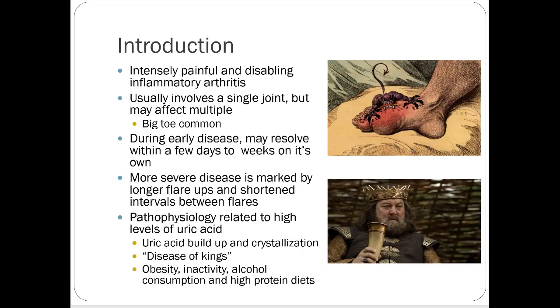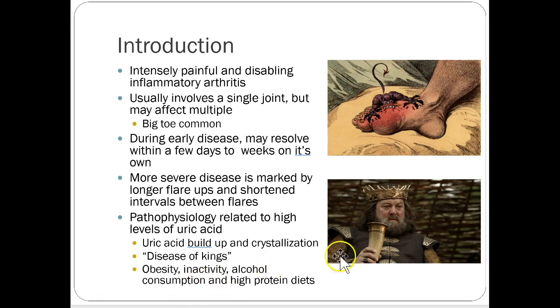Okay, finally we have gout. Gout, just basically, kind of going to go through this quickly. You have usually a single joint affected. It's caused by uric acid buildup and crystallization. This is usually related to obesity, inactivity, high amounts of alcohol and protein consumption.